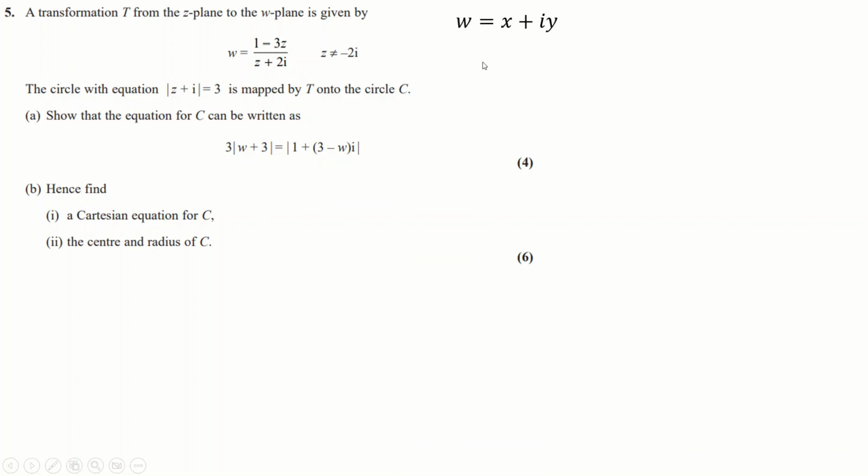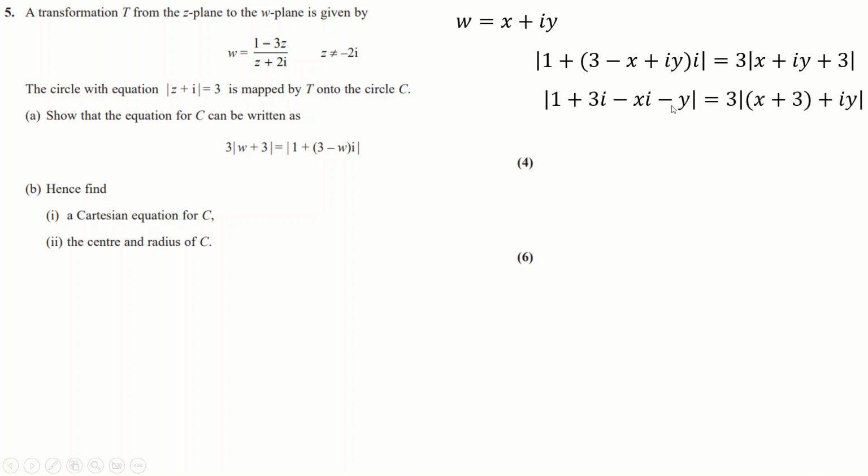You just write w as some rectangular complex number like x plus iy, and then you just shove that into each of these two things here, which is what I've done. And then yeah, you do some simplifying, and you also want to group the complex things and the non-complex things together. So I've just expanded this out, but here you can see I've grouped the x plus 3 because that's not complex, and the iy on its own, and I'm going to do the same thing over here.